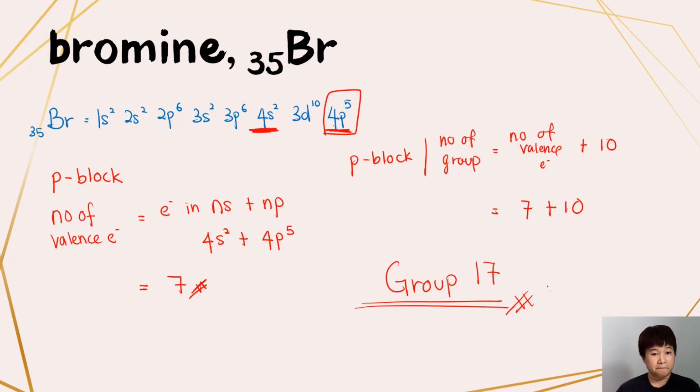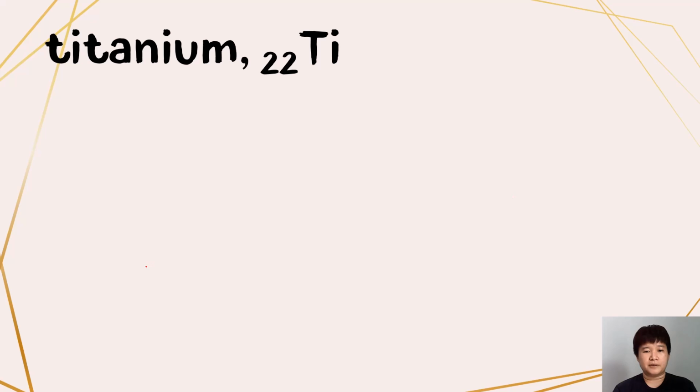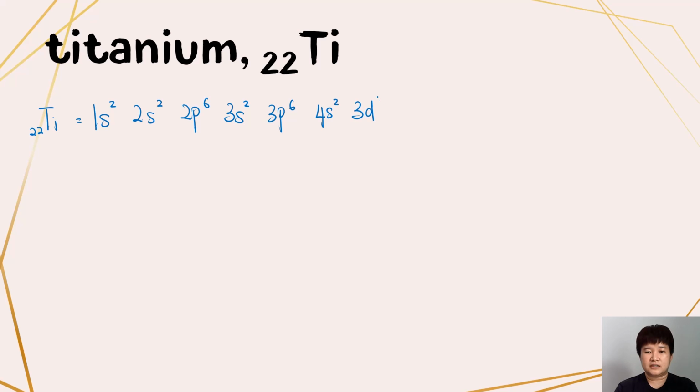Is that clear? Simple. Last but not least, one more example. Titanium 22. Electronic configuration of titanium 22: 1s2, 2s2, 2p6, and so on, and we stop at 3d2.